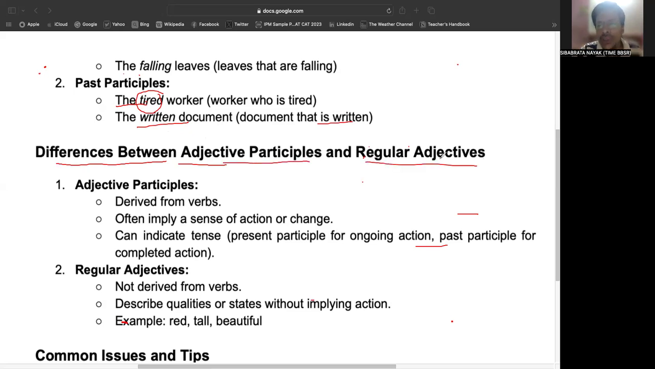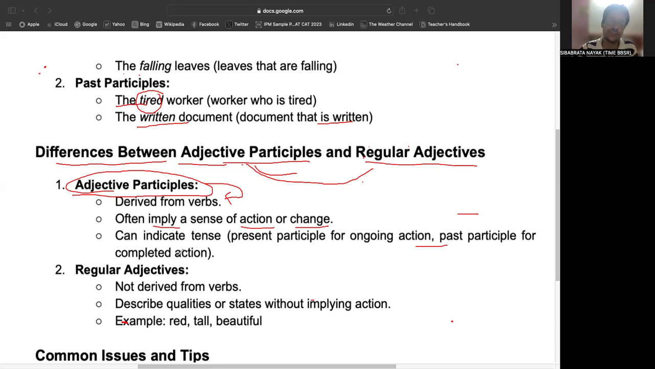Now let's look into the next one, the differences between adjective participles and regular adjectives. Because we know that adjectives are one specific part of speech present in grammar, what is the difference between these adjective participles and the regular adjectives? If I talk about adjective participles, we can find that an adjective participle derives from a verb. That is the first thing. Second, an adjective participle often implies a sense of action or change. As it is derived from verbs, it gives us the sense of action or change.